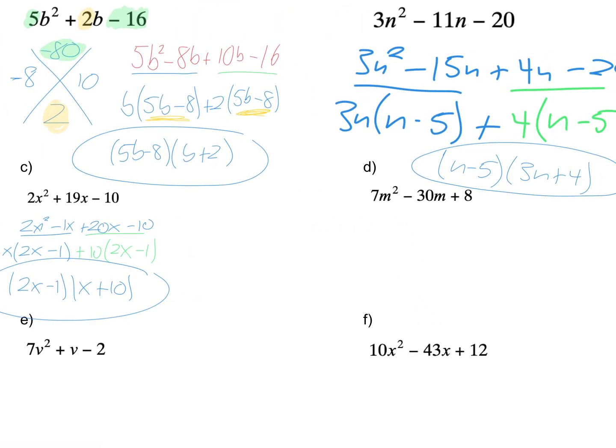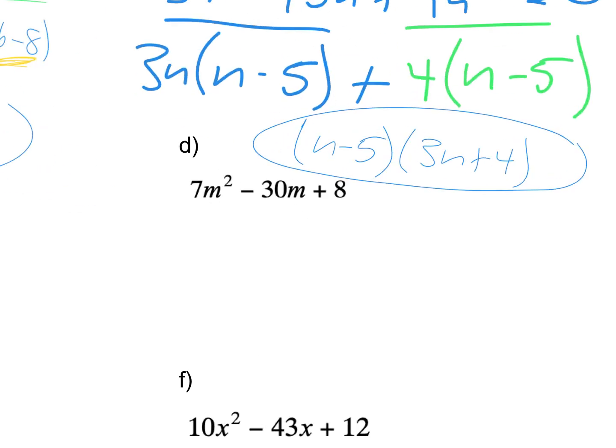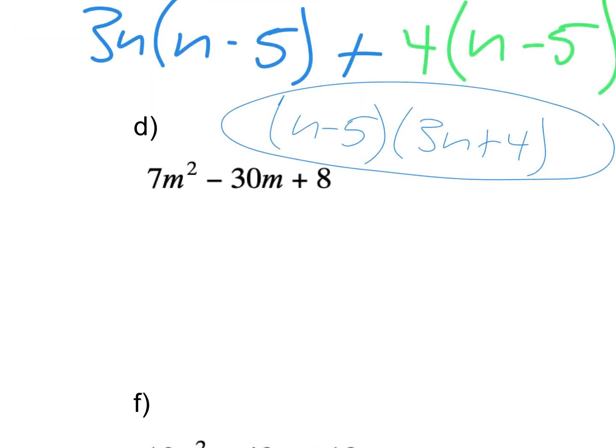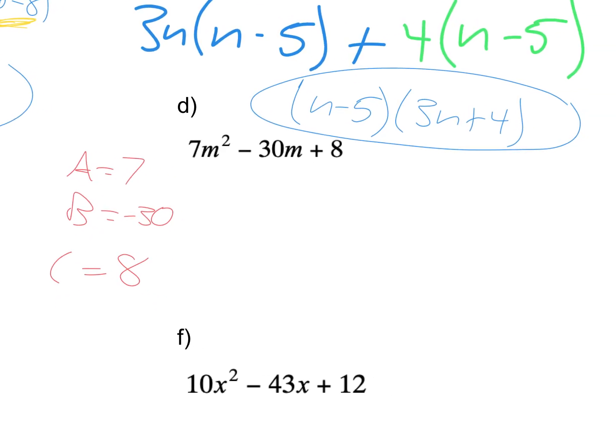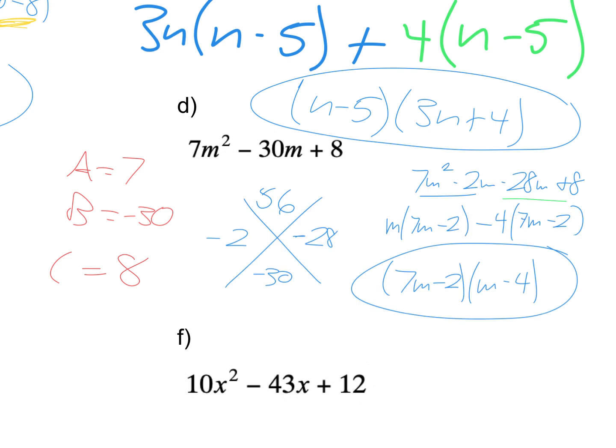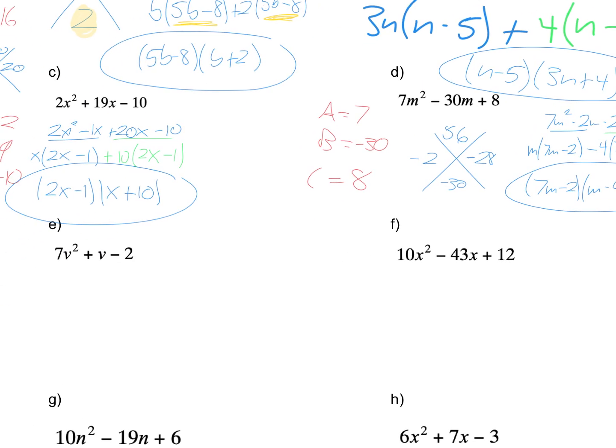All right, go ahead and try problem D. I'll go ahead and help you with the values. So your A value will be 7. Your B value will be negative 30, and your C value will be 8. So use those and see if you can figure out problem D. All right, so I got my answer to be 7m minus 2 times m minus 4. If you got something different, go ahead and check your work and see where you made a mistake.